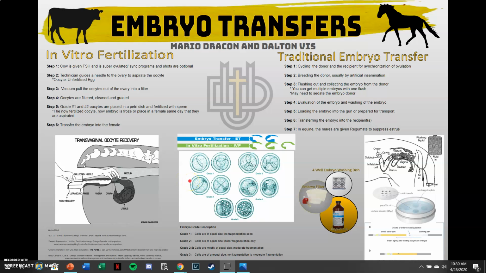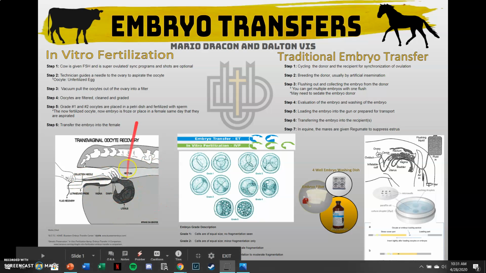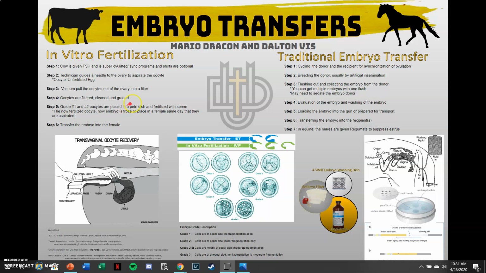So after it's washed and evaluated, it's placed into a petri dish, and this is where it starts to kind of differ from traditional embryo transfers. In vitro fertilization, the fertilization is actually done outside of the body of the donor, whereas traditional embryo transfer, the fertilization is done all in here. Whereas in vitro fertilization, none of the fertilization goes on in here. It's all done in a petri dish where the oocytes are placed and then fertilized with sperm. It still is fertilized naturally. It's just done outside of the body, which eliminates a lot of the risks that come with traditional embryo transfers.